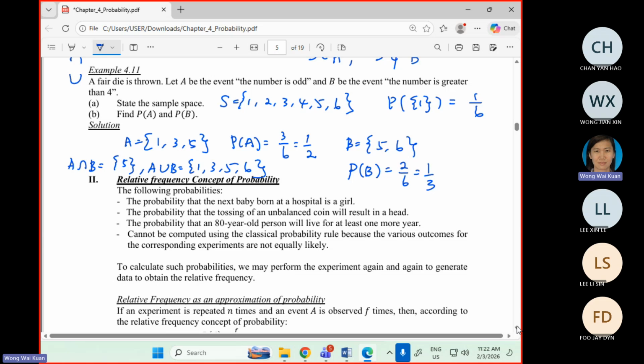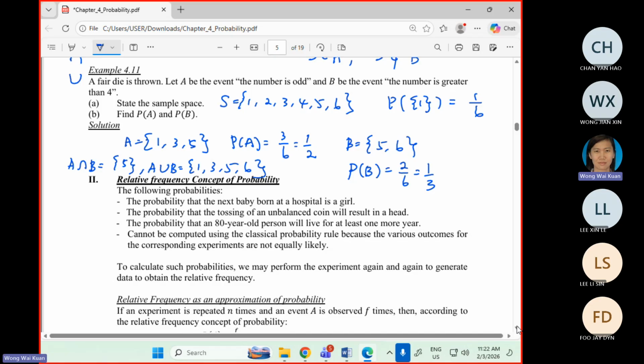Okay, so now, this one I cannot use the classical. I want to tell here is I cannot get the classical. Now, the tossing of an unbalanced coin will result in a head. If this is fair or balanced, then I know to get a head is half-half. But this is not balanced. How do I find the probability?